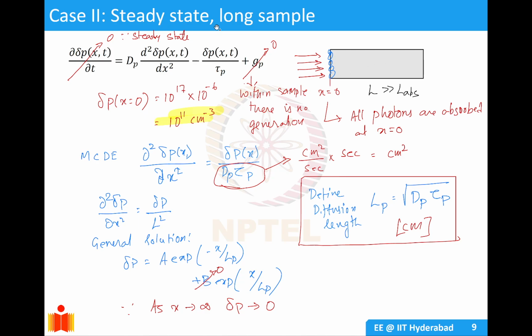Again you are given steady state, so again the variation with time is 0, but this time there will be a variation with position, because only at x equals 0 you have excess carrier concentration, and everywhere else there is no excess carrier concentration initially. So all photons are absorbed at x equals 0. Inside there is no generation, so inside your Gp is also 0. Now you have the recombination term and the diffusion term.